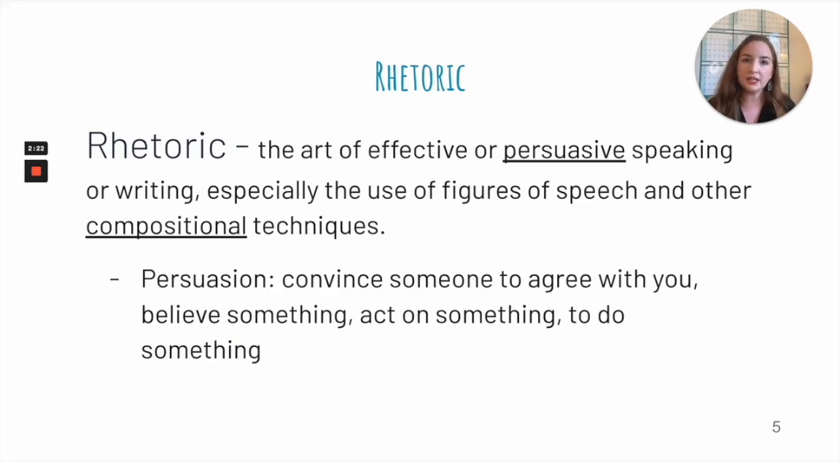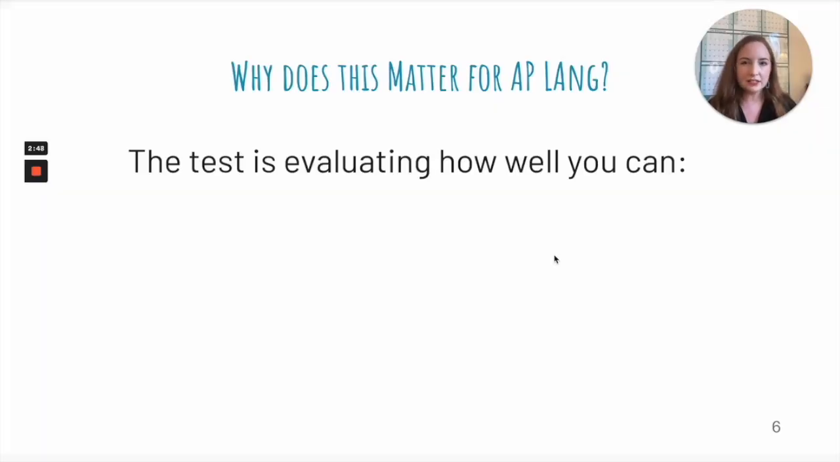So many of the texts that the AP Lang test puts on the exam for the rhetorical analysis essay are going to be rhetorically based. That means they're going to be persuasive. It's really important that you understand this as a student taking the exam, that these texts are non-fiction and they're meant to persuade.